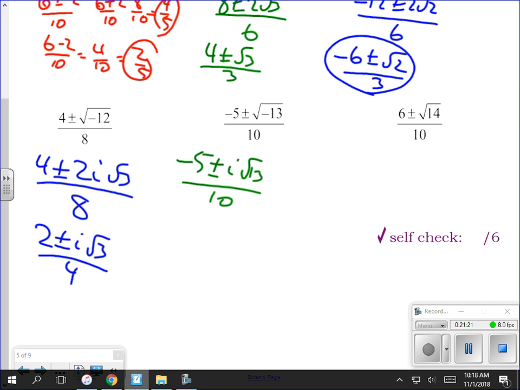So I look at the last one, 6 plus or minus root 14 over 10. Square root of 14 is the square root of 14. I cannot simplify the square root of 14. And because there is nothing in front, that's it. That's my answer. Inside the radical and outside the radical, I cannot reduce. And it has to be all 3 of them. Okay.